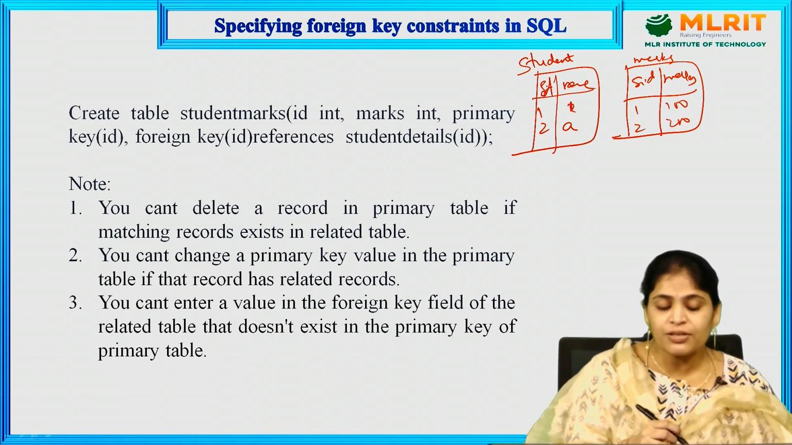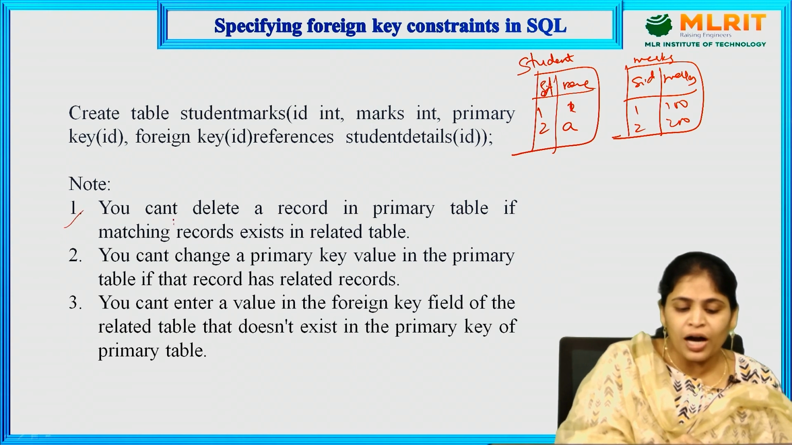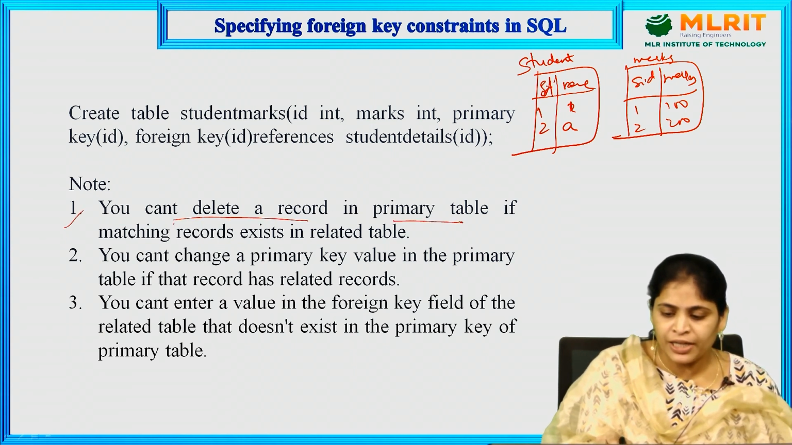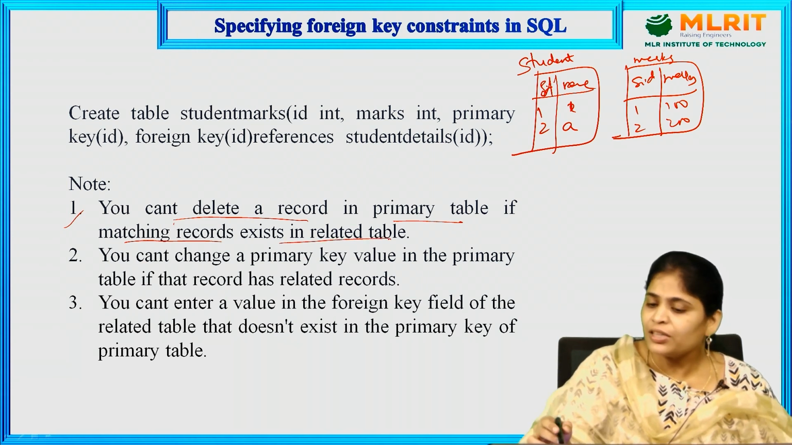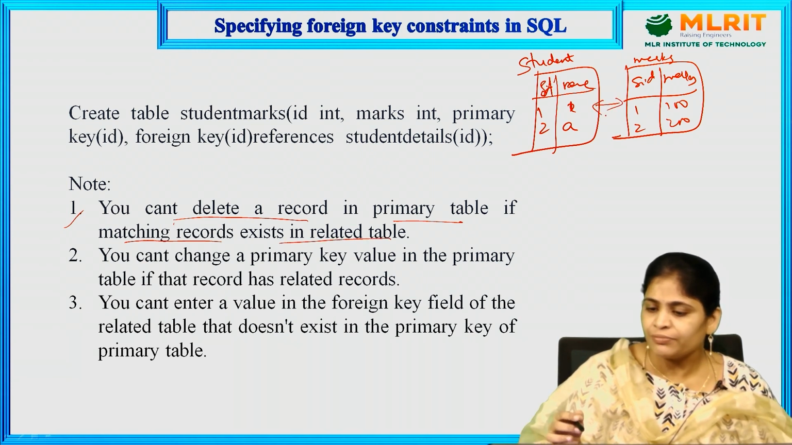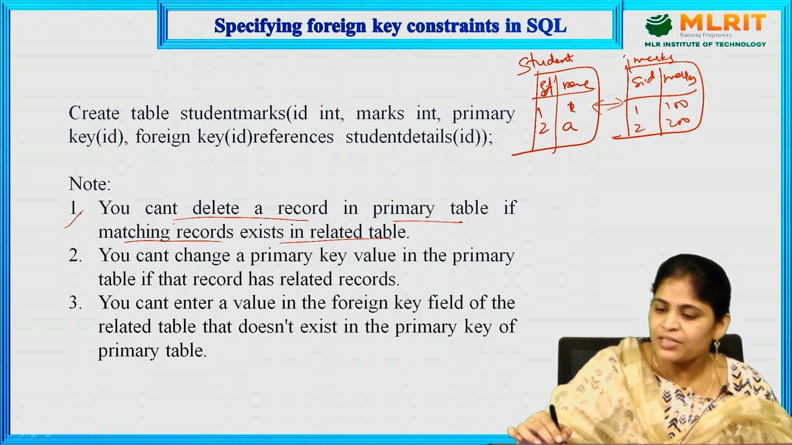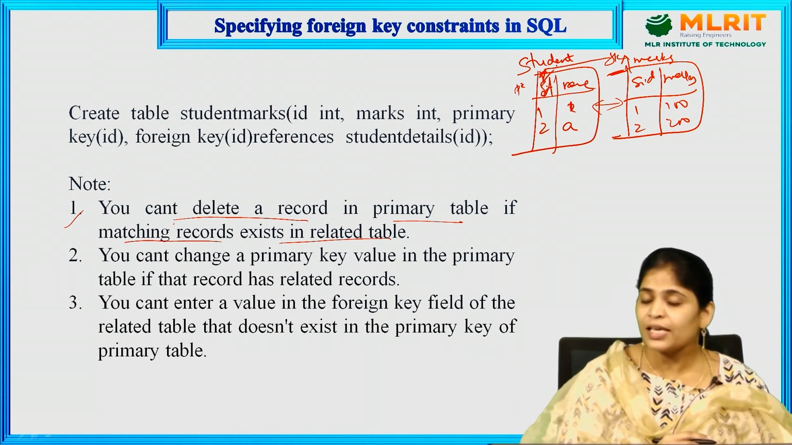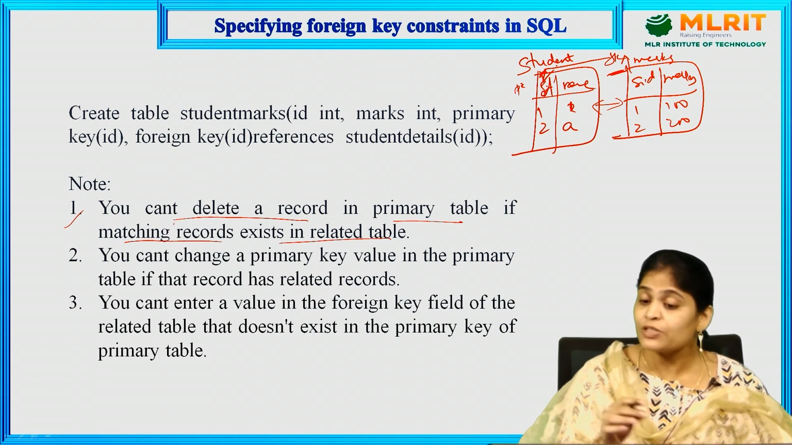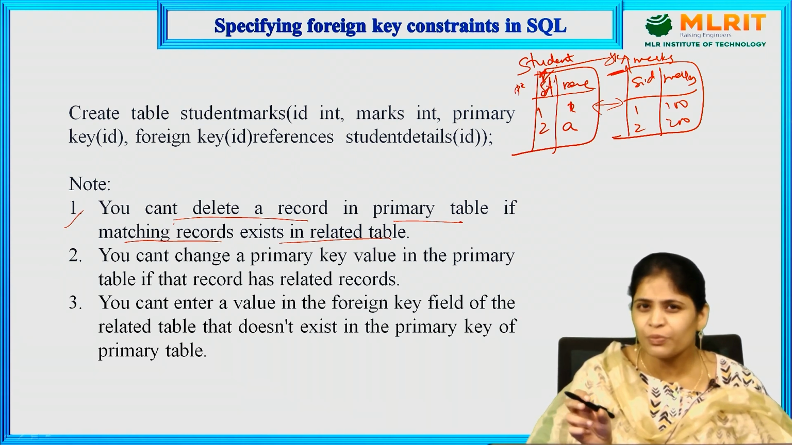So, what is the first point here? You can't delete a record in the primary table if matching records exist in the related table. These two are related to each other. Why? Because we have considered this one as the primary key, and this one as the foreign key. That means this key is referencing this table, and that's why these two tables are related to each other.